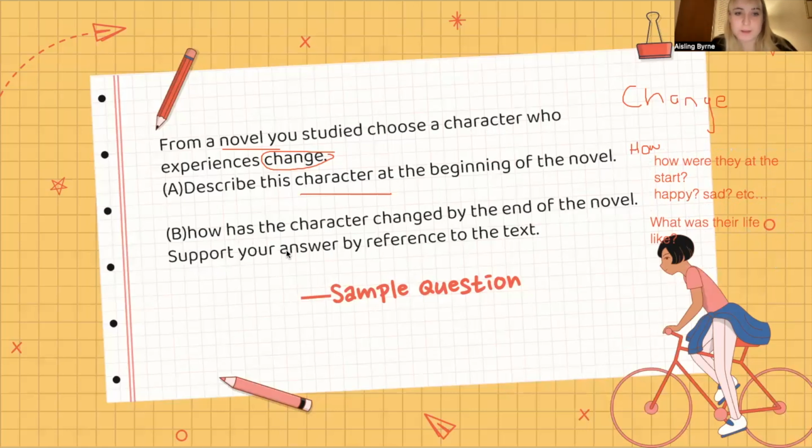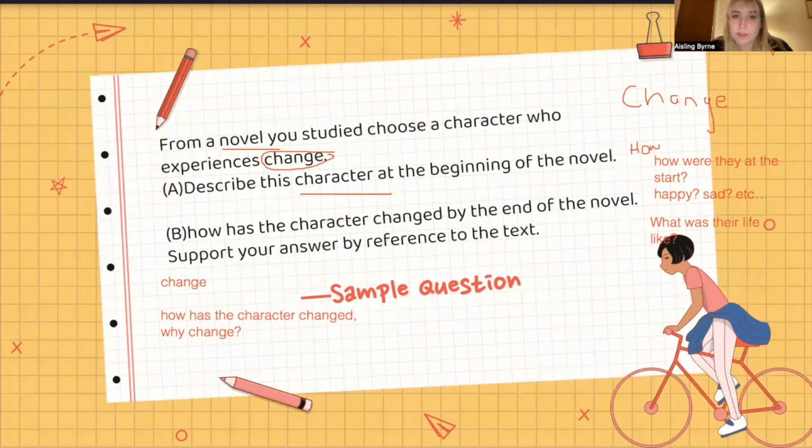Then we move on to part B. So how has the character changed? Now we're really bringing in change. And maybe we want to consider why the character has changed. So not only how has this character changed, but why? Is there a reason this character's changed, or did they just decide to change for the sake of it?